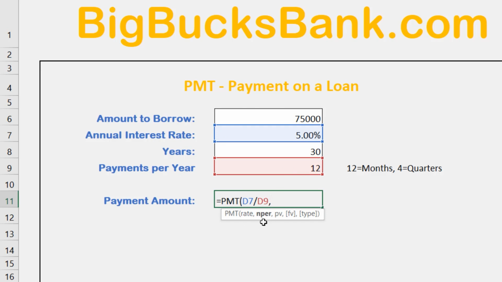The next thing it wants is the number of payments or the number of periods. I'll click on the number of years and multiply that times the number of payments per year.